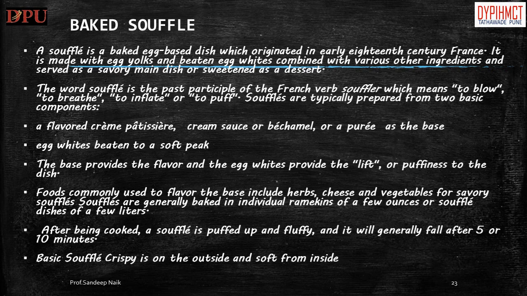Souffles are generally baked in individual ramekins of a few ounces or souffle dishes of a few liters. After being cooked, a souffle is puffed up and fluffy, and it will generally fall after 5 or 10 minutes. It may be served with a sauce atop the souffle, such as a sweet dessert sauce, or with a sorbet or ice cream on the side. Basic souffle: crispy on the outside and soft on the inside.